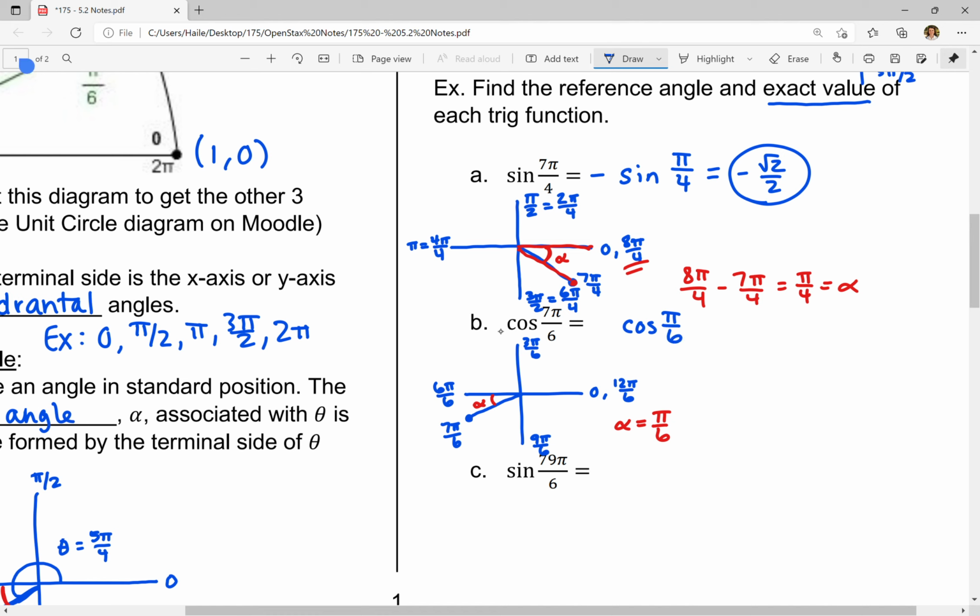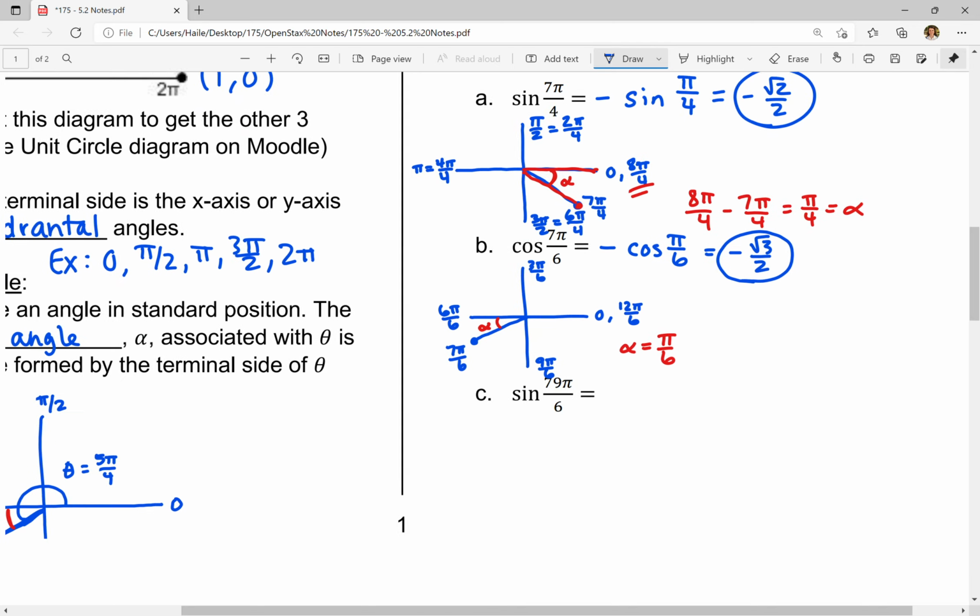So because we're in quadrant 3, cosine takes on a negative value. So cosine of 7 pi over 6 is actually just negative cosine of pi over 6. And now we can just sub in our value from the first quadrant. So the cosine of pi over 6 was the square root of 3 over 2. So the negative square root of 3 over 2 is the cosine of 7 pi over 6.